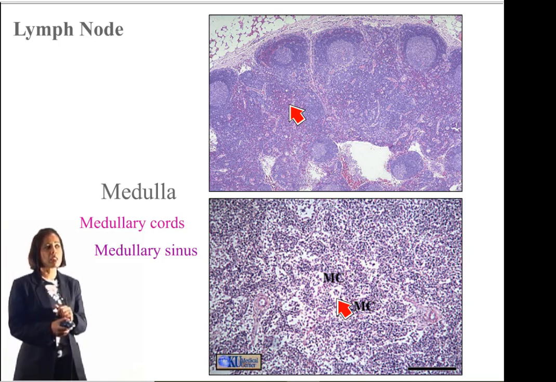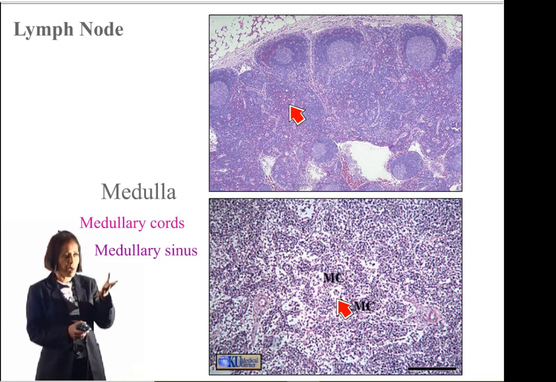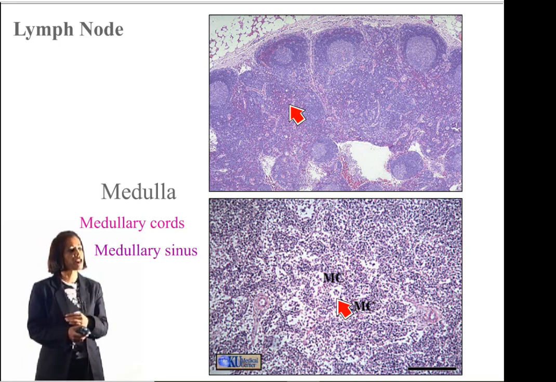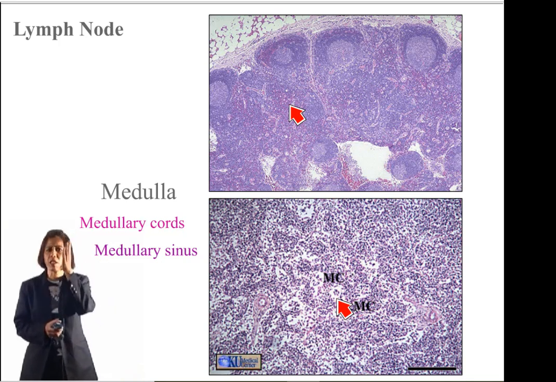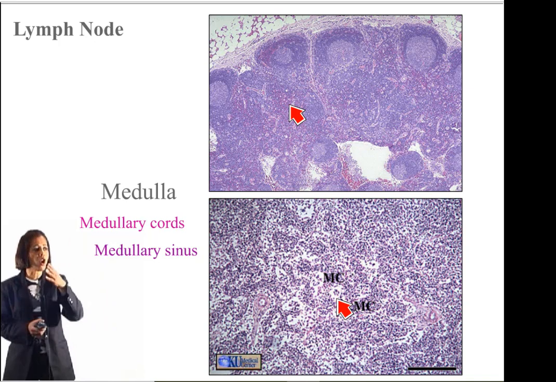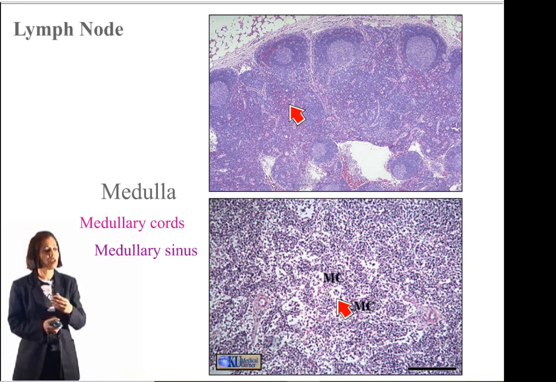And what you notice in the medulla, and that is better seen in the bottom image, is that the lymphocytes, instead of being aggregated as round follicles, tend to form thin linear cords, and these are known as medullary cords, and it has been labeled MC.